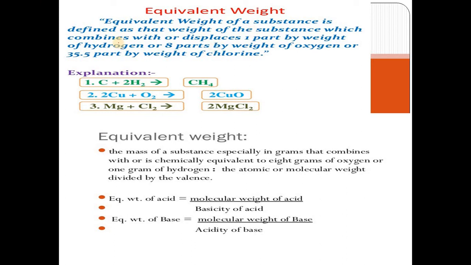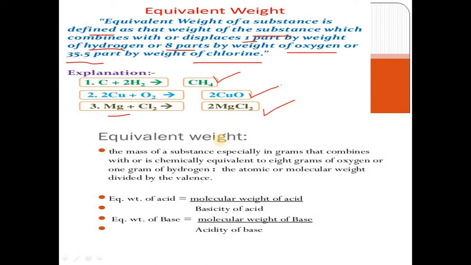Then we will see equivalent weight. The equivalent weight of a substance is defined as that weight of the substance which combines with or displaces 1 part by weight of hydrogen, 8 parts by weight of oxygen, or 35.5 parts by weight of chlorine. So here when carbon combines with hydrogen we get the CH4 molecule, copper combines with oxygen we get cuprous oxide, and magnesium combines with chlorine we get magnesium chloride.